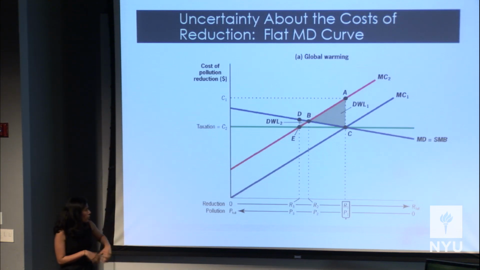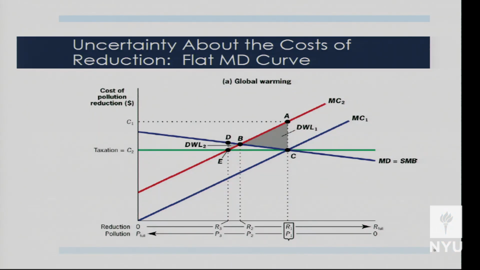Suppose in order to achieve equilibrium C, instead of doing a quantity regulation, the EPA put in a tax. And they put in a tax at level C sub 2, because that also corresponds to the equilibrium at point C, right? So they put in a tax of C sub 2.